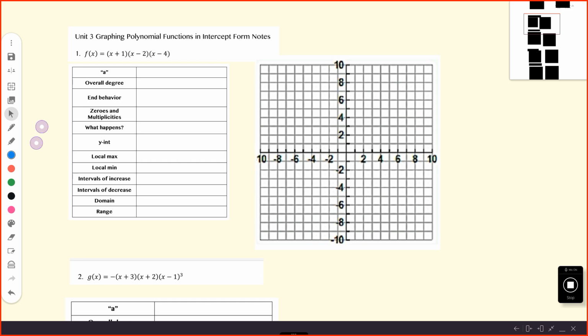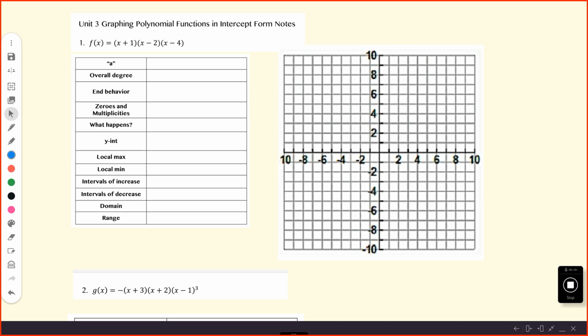Okay. All right, so it's just graph, right? We're just going to complete the table and then graph this here. Here, you're given a polynomial function in the intercept form or factored form, right? So how do we determine the leading coefficient of this? What is the a value? 1. Okay. So that's 1.